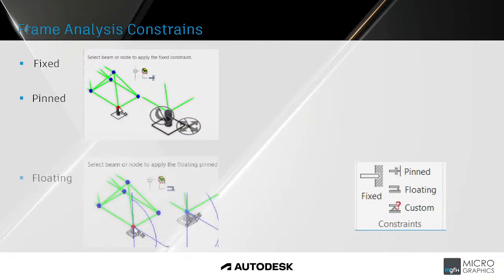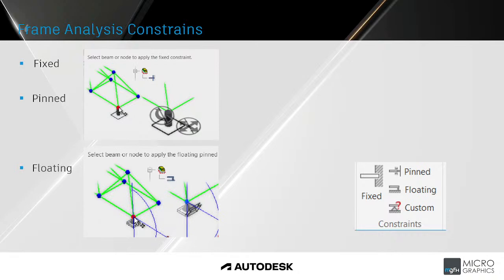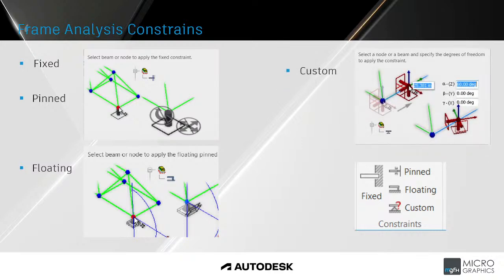Next, we'll have a look at your floating pinned constraint. So this removes displacement degrees of freedom in a specific direction in a frame structure. Then you get your custom. So your custom defines degrees of freedom in a specific node of the structure. As you can see, when you look at the pictures, you can see your different directions, the different constraints move, and with custom, you can select and actually customize it.